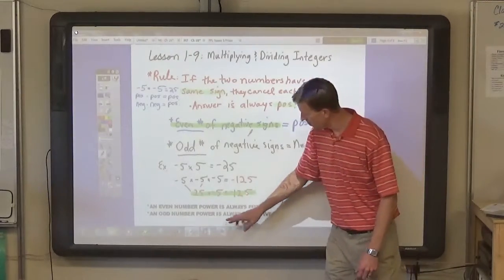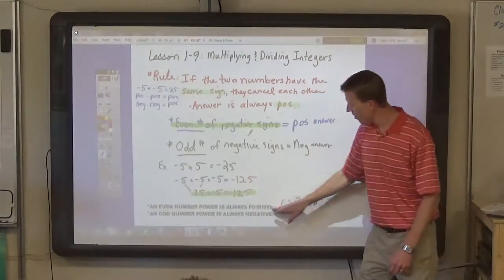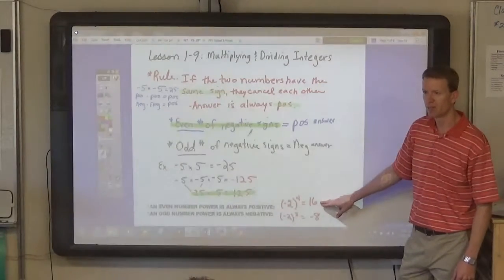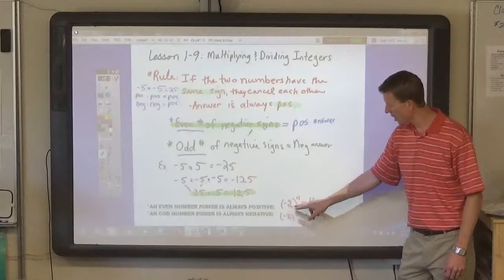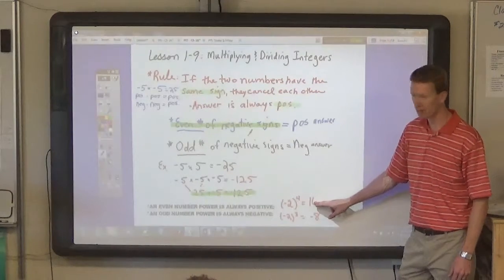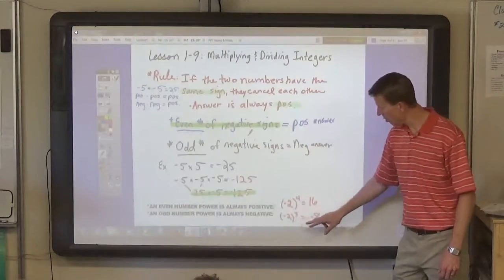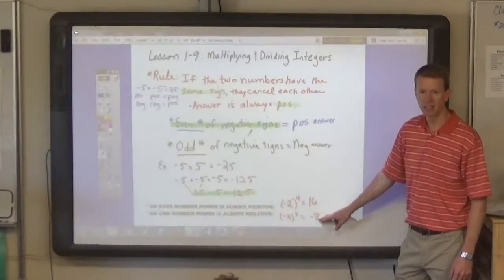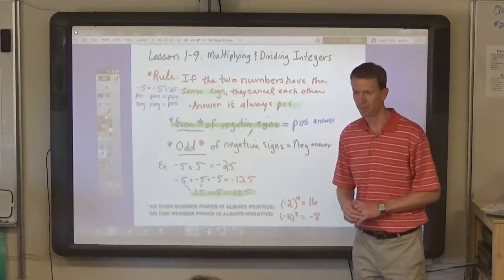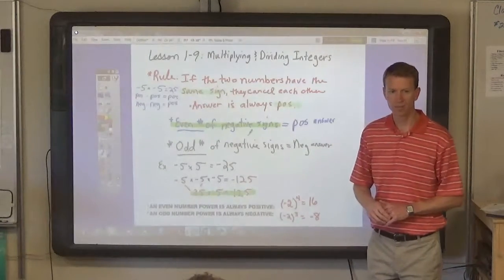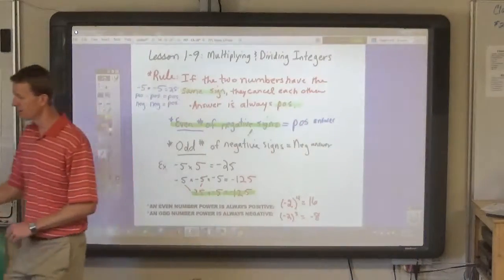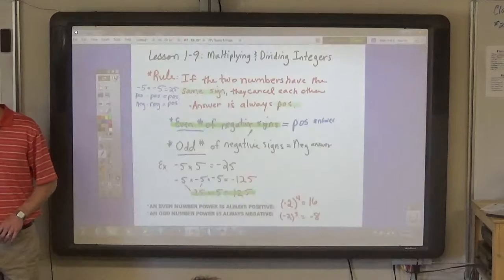So an even number power also gives us a positive answer. We talked about negative 2 to the 4th power is positive 16. Negative 2 to the 3rd power is negative 8 because there's an odd number of negative signs in that. Okay? It works the same for division. We're going to be doing multiplication and division today.